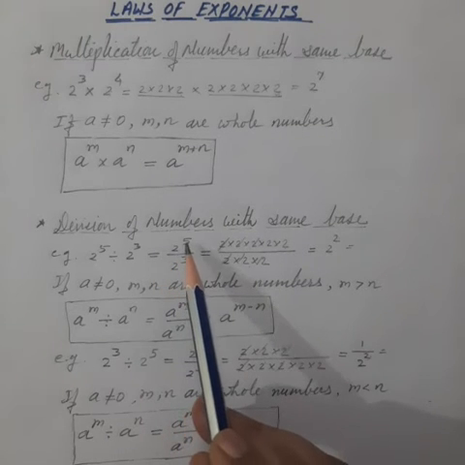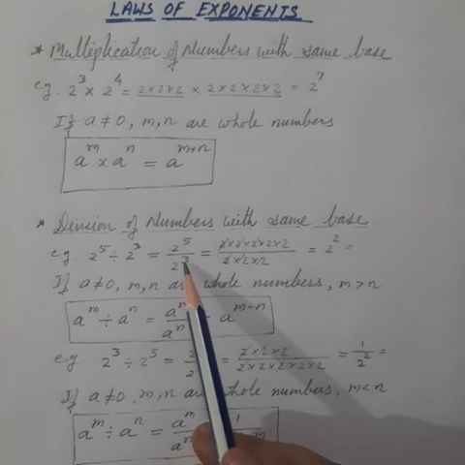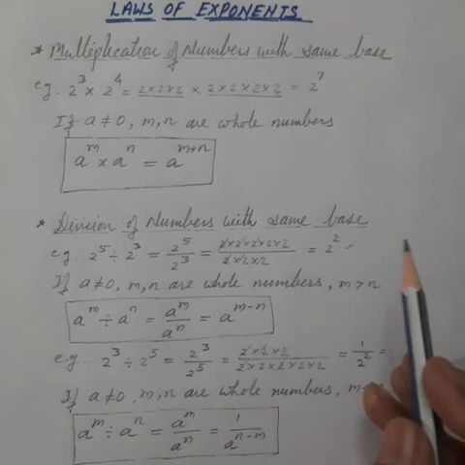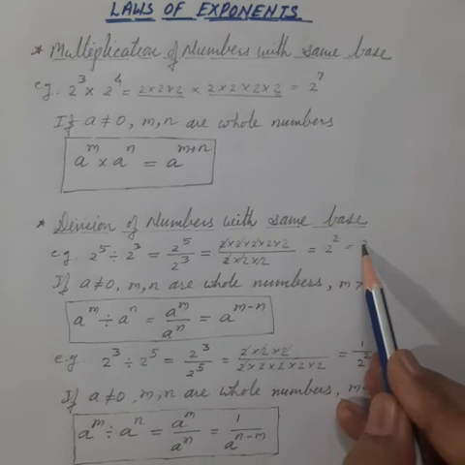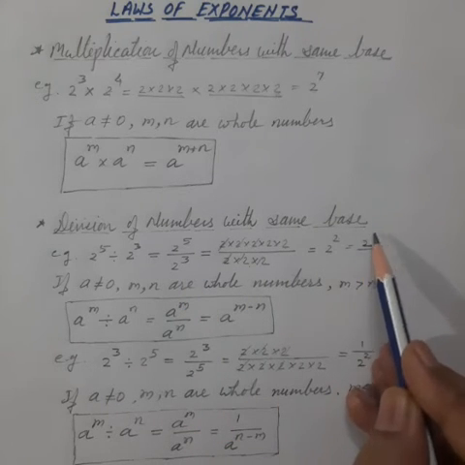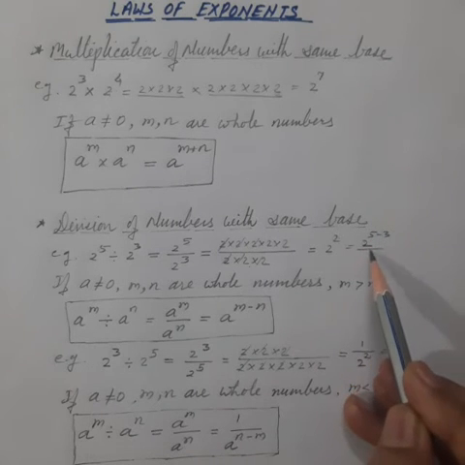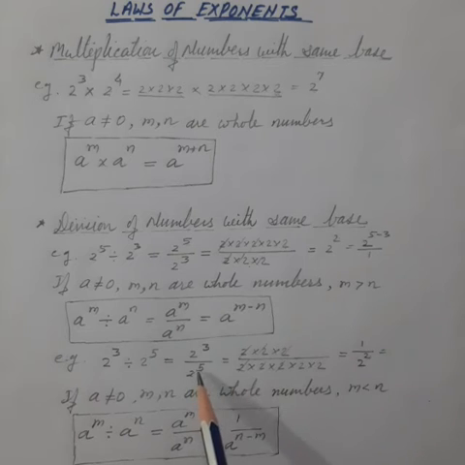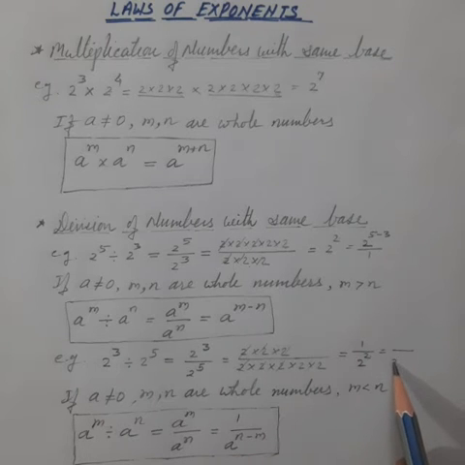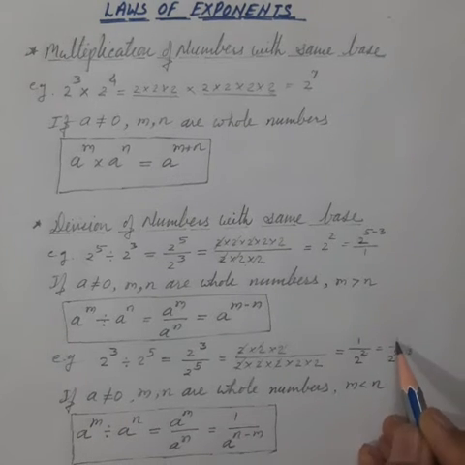Here the power of numerator is greater than the power of denominator. So keeping the base common in numerator, find out the difference of powers in numerator. And if the power in denominator is greater than the power in numerator, keeping the base common in denominator, carry out the subtraction in denominator. So we can write the rule.